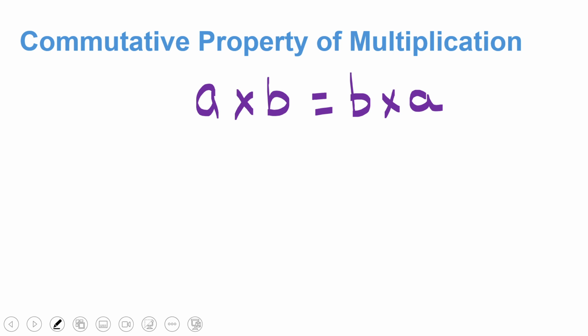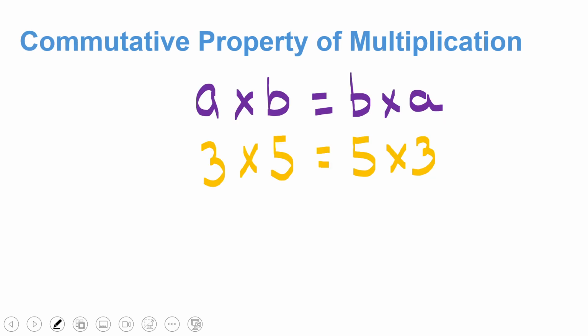If we place values for A and B, such as 3 for A and 5 for B, that would be equal to 5 for B times 3 for A. We can see the equivalency of 15 equals 15 in the commutative property.